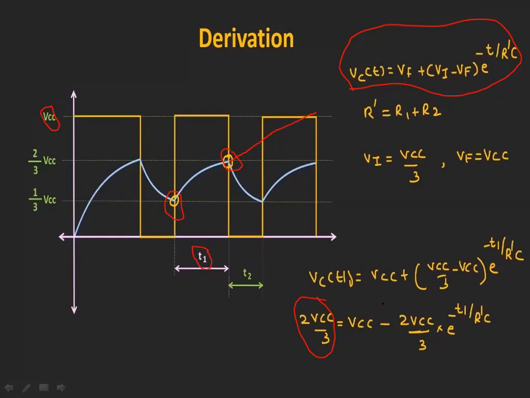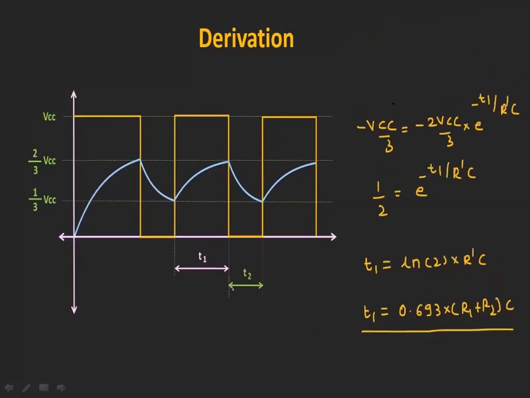So now by solving this, what happens? Minus VCC by 3 is equal to minus 2 VCC by 3 into E power minus T1 by R dash into C. So by bringing this 2 VCC by 3 to this side, or else we can cancel here because it is on LHS and it is on RHS. 3 will get cancelled, VCC will get cancelled, and minus will get cancelled, and if we bring this 2 to this side, this becomes 1 by 2. So E power minus T1 by RC is equal to 1 by 2.